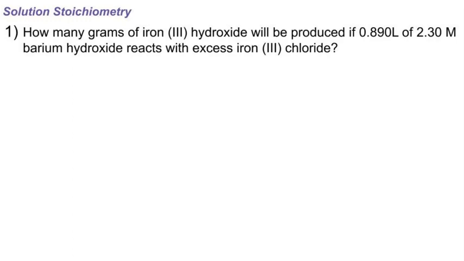In this video, we will look at the solution stoichiometry practice sheet, where reactions are being performed in solution. The first question says how many grams of iron 3 hydroxide will be produced if 0.890 liters of 2.3 molar barium hydroxide reacts with excess iron 3 chloride.